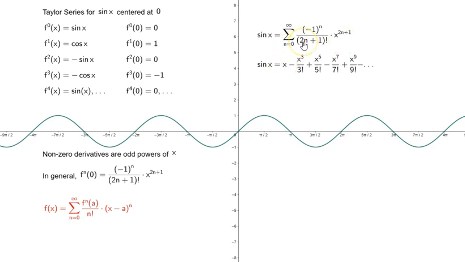Now if we take 1, here it becomes x cubed. Here it becomes 3 factorial. And here minus 1 to the power of 1 is minus 1. So minus x cubed by 3 factorial. And so on. So this is the Taylor series for sin x centered at 0.